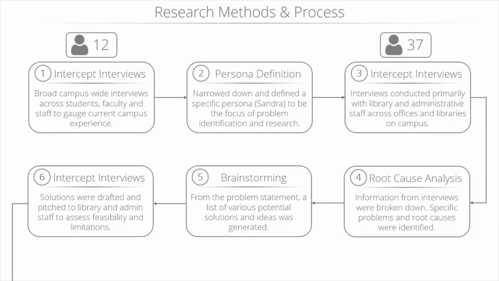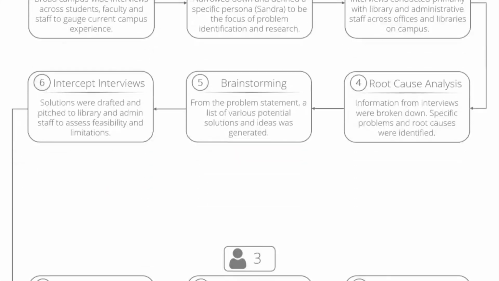From this, we were able to do a brief root cause analysis where we broke down all the information we gathered to come up with specific problems that we may be able to solve. We took these problems into a brainstorming session where we generated a wide list of potential solutions. From this, we selected our top 5 most potentially feasible solutions, and we pitched them to library and admin staff.